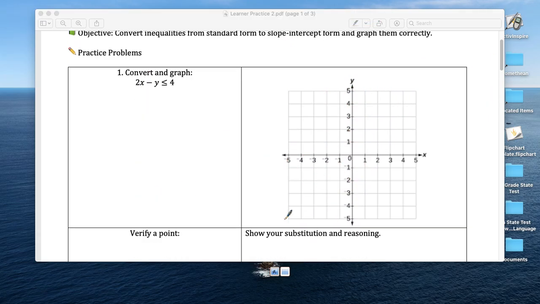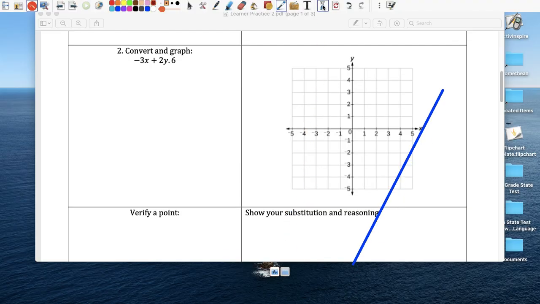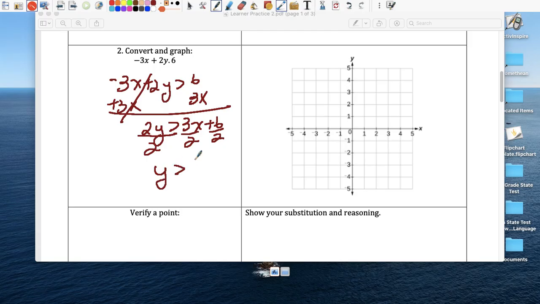You guys can work out the bottoms. So in class, I told you to change this to clear page. So it should be negative 3x plus 2y greater than 6 plus 3x on both sides. That goes away. We end up with 2y is greater than 3x plus 6. Divide everybody by 2, positive 2. We get y greater than 3 over 2x plus 3. Now you can easily tell who the y-intercept is, which is 3.